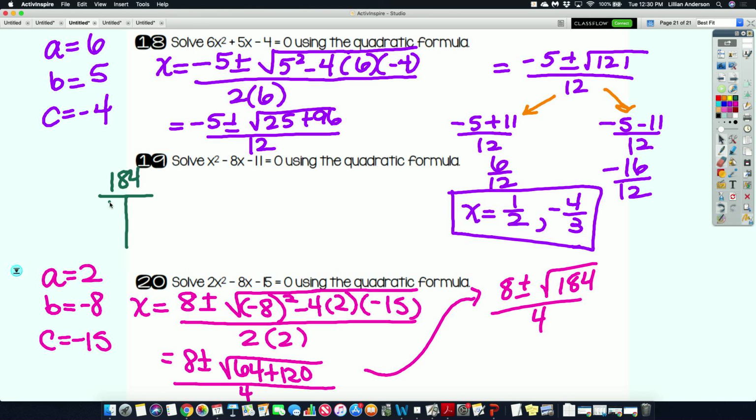1 and 184. You can never forget about those. Is it an even number? Yes, it is. So you know it's 2 and 92. Is it divisible by 3? No. What about 4? Is it divisible by 4? 4 and 46.